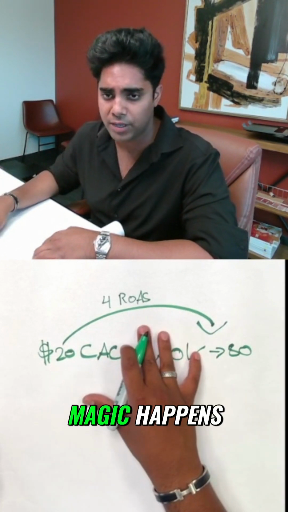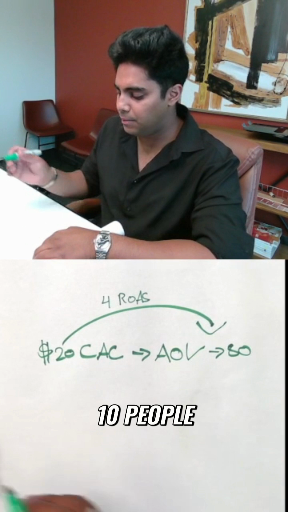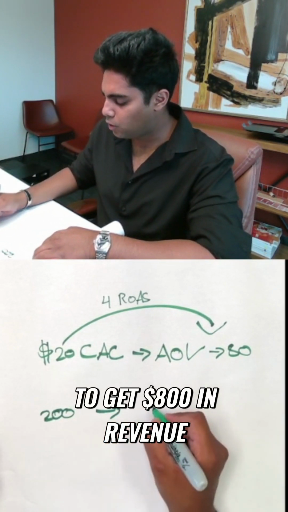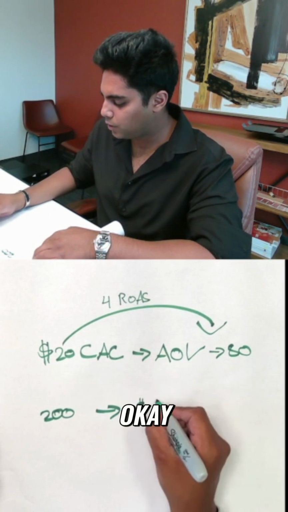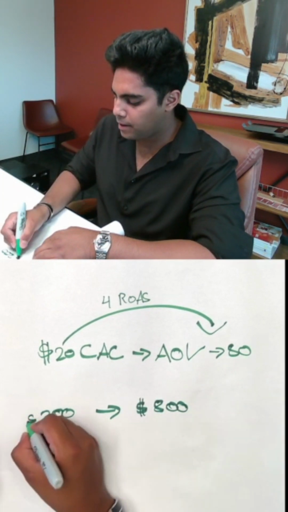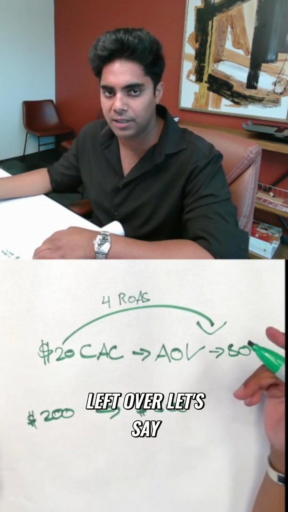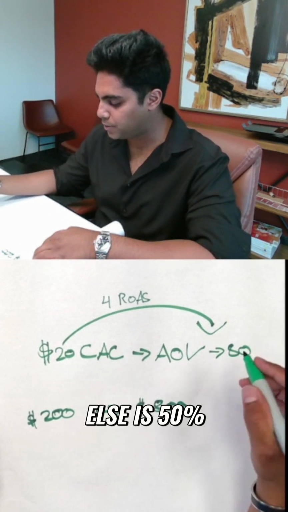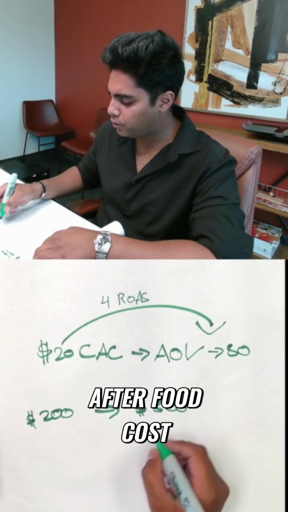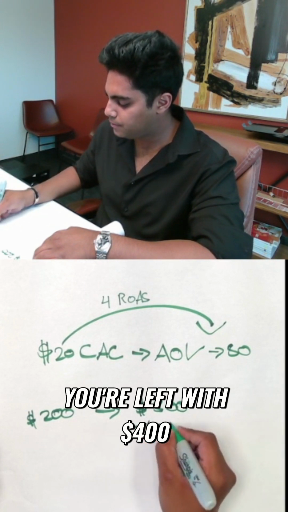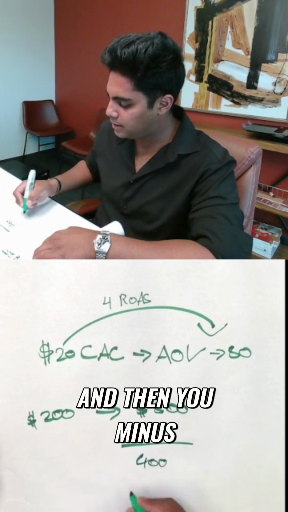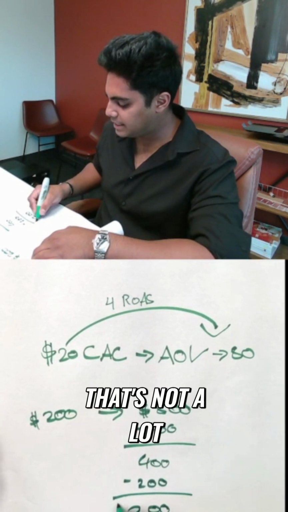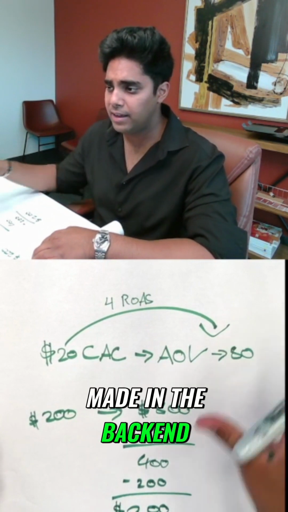And here's where the magic happens. You get, let's say, 10 people, so you spend $200 to get $800 in revenue, okay? And then after food costs, you should still be left over. Let's say your food costs and everything else is 50%. After food costs, you're left with $400, right? And then you minus the ad spend, $200, you're left with $200, okay? That's not a lot of money. The real money is made in the back end.